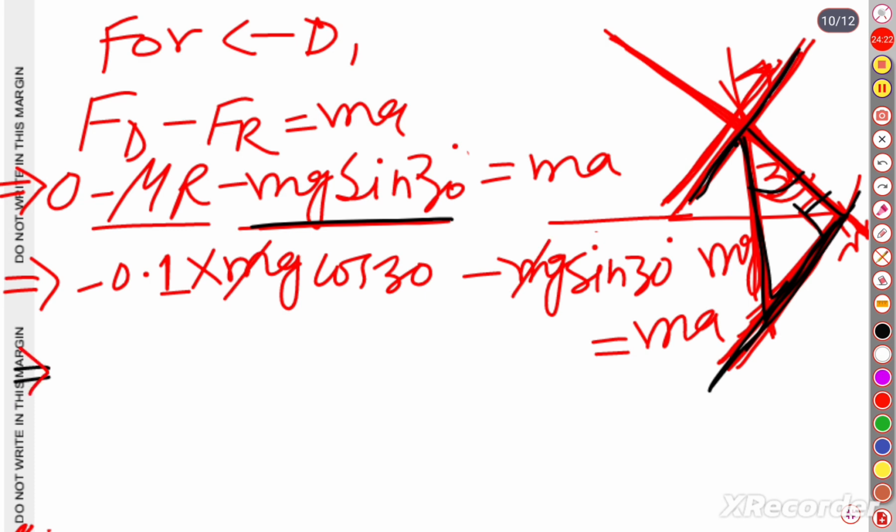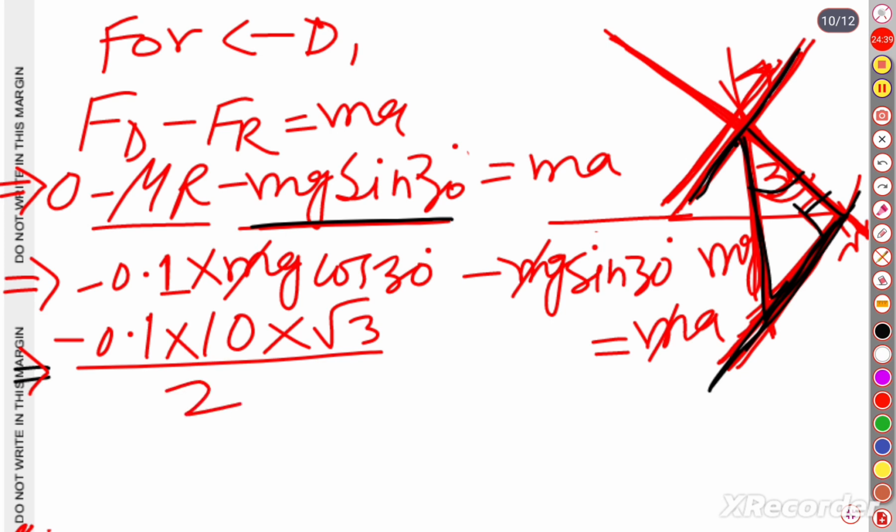These are cancelled. We know the value of g: it is negative 0.1 times g. Acceleration due to gravity is 10, and cos 30 is equal to root 3 over 2. Using your calculator you can do so. Sine 30 is equal to half, and the value of g is 10, so 10 over 2, and the right side is just our acceleration.